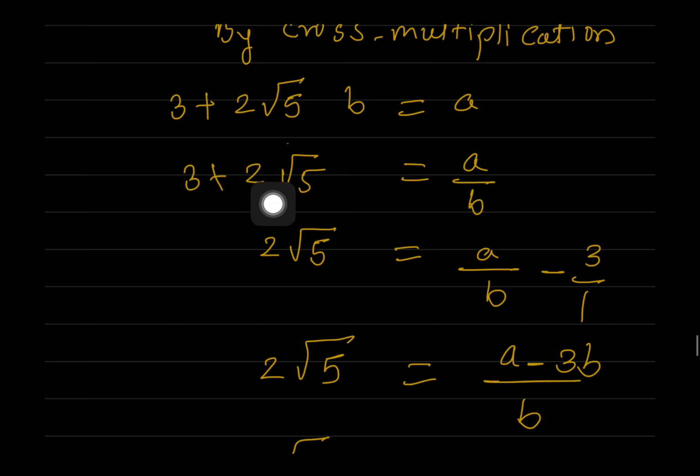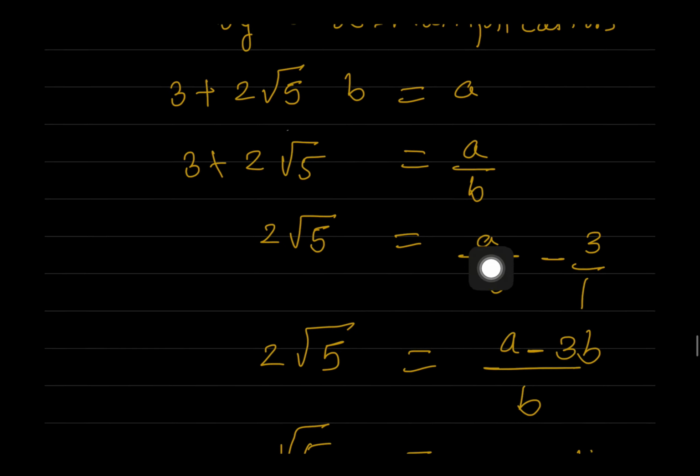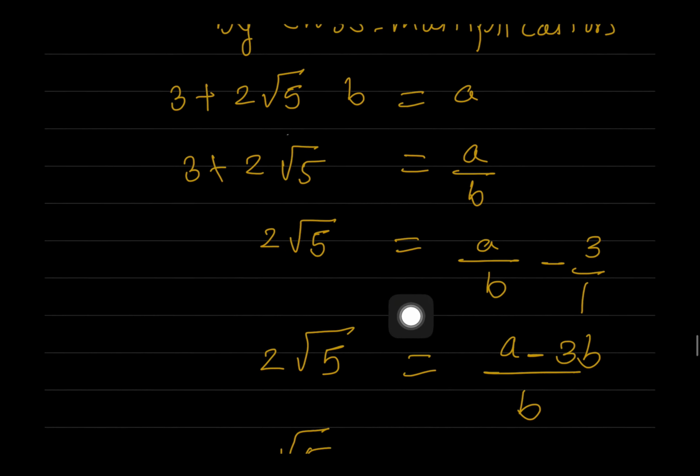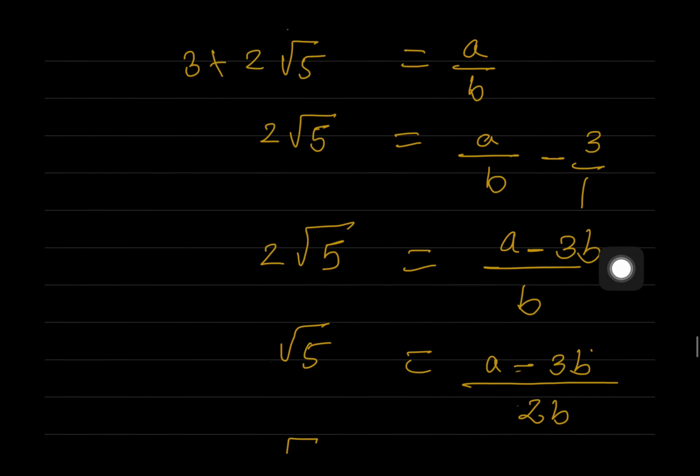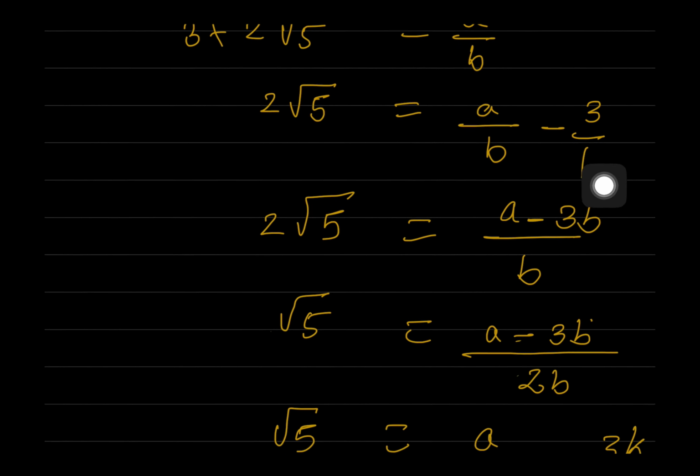Then 2 root 5 equals a upon b, so this 3 will come here, 3 upon 1. After solving this, you take the LCM of b and 1. Here a will come, and 3 becomes 3b, so a minus 3b. In this step, we have to take the LCM of b and 1, so it becomes b. Here a is as it is, and b is the LCM.